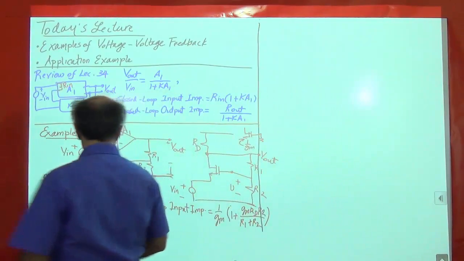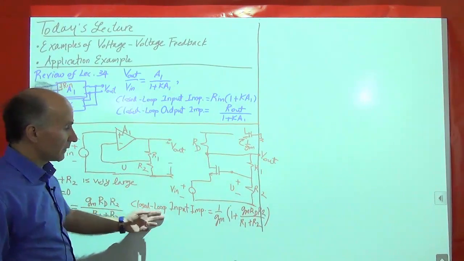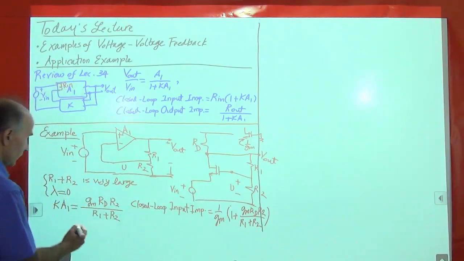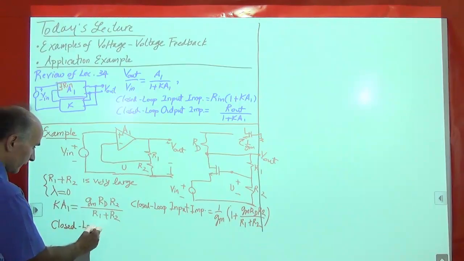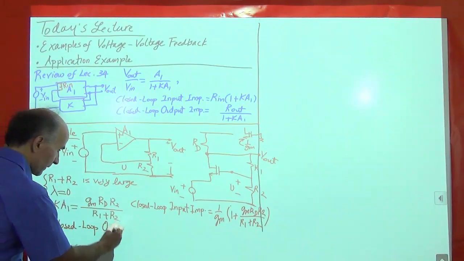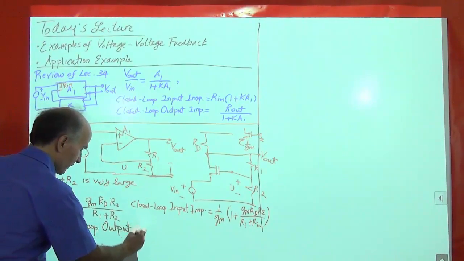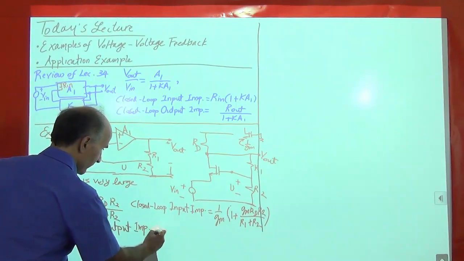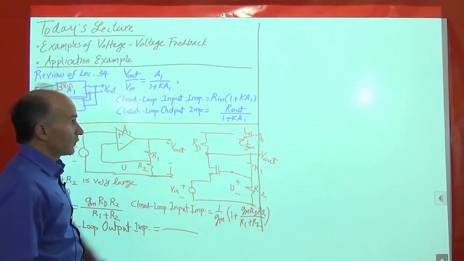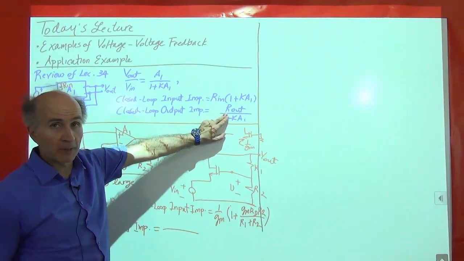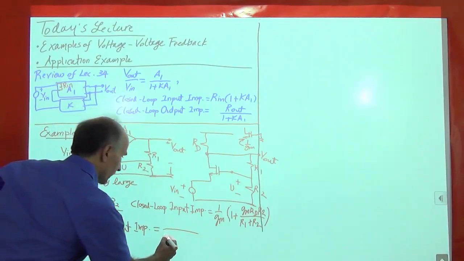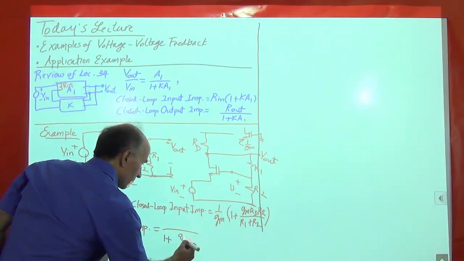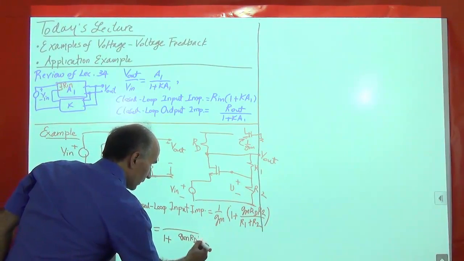All right, the next task is to find the closed loop output impedance, right? Okay, so we said it's the open loop output impedance divided by 1 plus the loop gain. So let's write the 1 plus the loop gain expression because that's easy: 1 plus GM RD R2 over R1 plus R2.